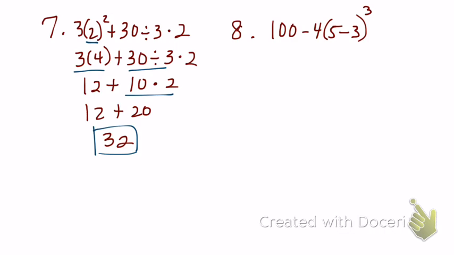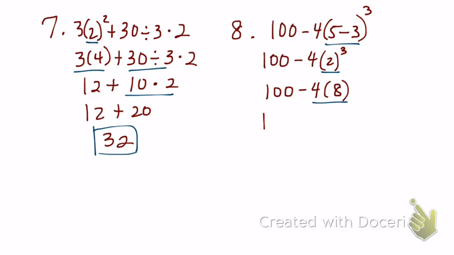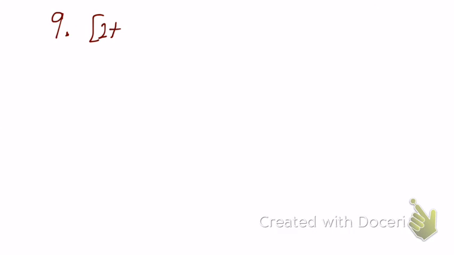Alright, number 8. So again, we have some parentheses. Let's take care of that first because there's something to simplify in there. And now it's time to apply the power. Notice the base is just the 2. You don't want to multiply that 4 and 2 first. So this will be 100 minus 4 times 8. Remember, 2 cubed means 2 times 2 times 2, which would be 8. So we're going to end up with 100 minus 32, because we want to multiply. And then the last thing we do is subtract.